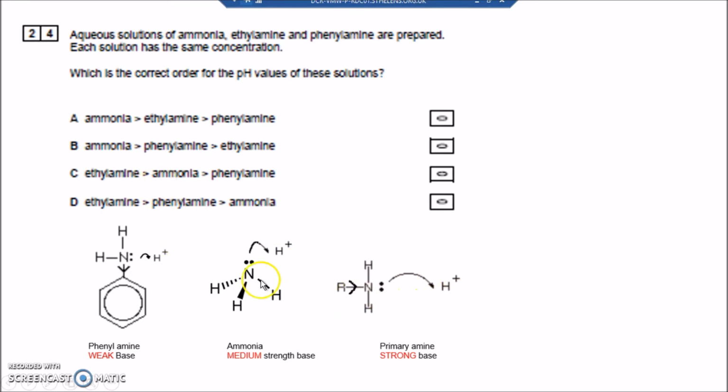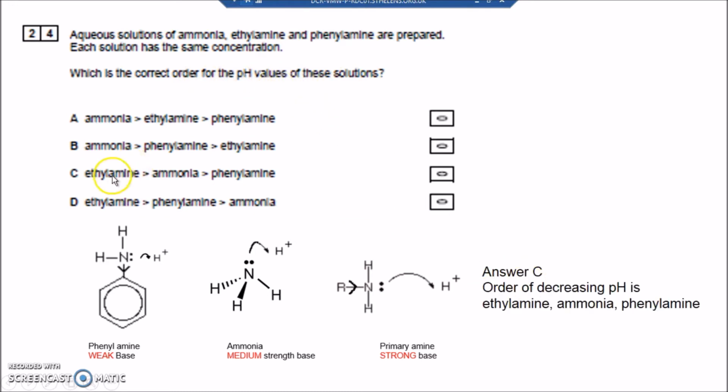So let's have a look at the correct order of pH values of these solutions. I'm looking at answer C, because ethylamine is the strongest base and would have the highest pH value, then next would be ammonia, and then next would be phenylamine. So strongest base, medium strength base, weakest base. So we're looking at answer C.